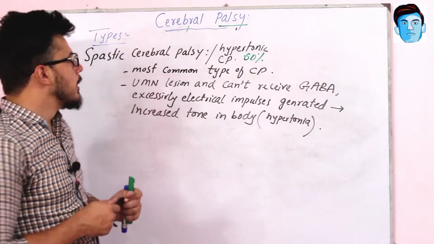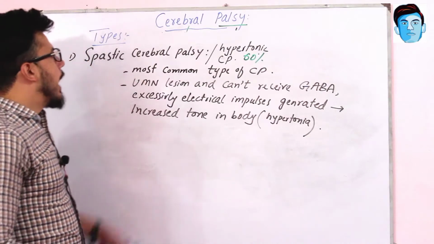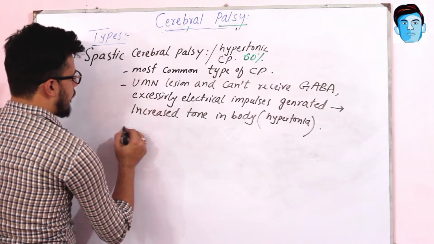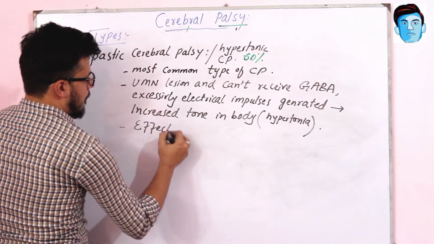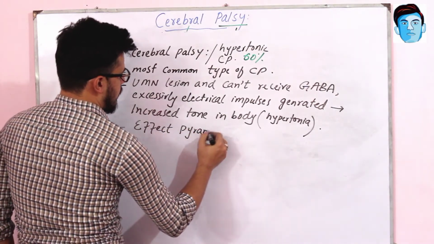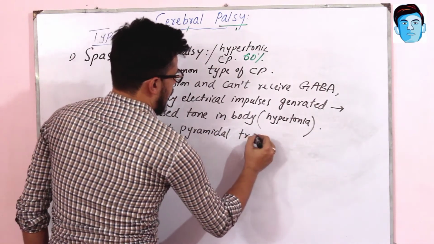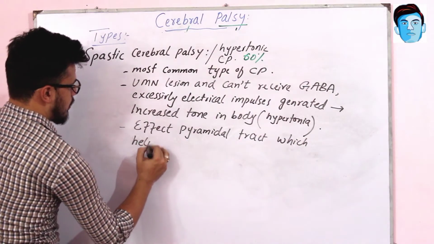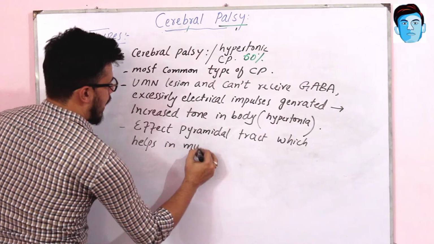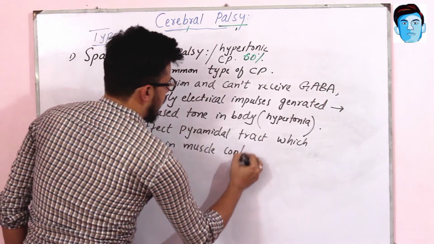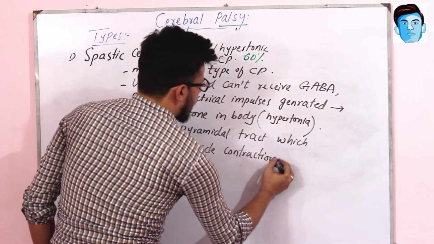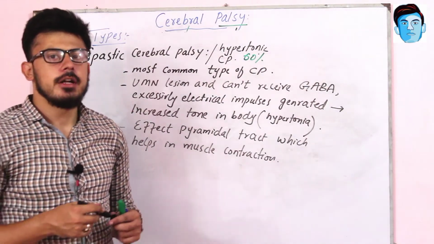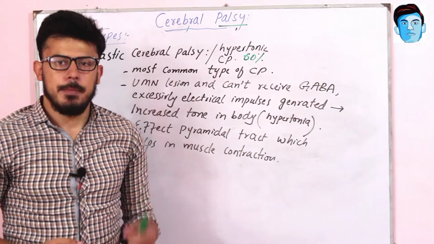cerebral palsy. Now in spastic cerebral palsy, it affects the pyramidal tract, which helps in muscle contraction. It means if a defect occurs in the pyramidal tract, the muscle contraction will be affected, so it ultimately leads to paralysis.